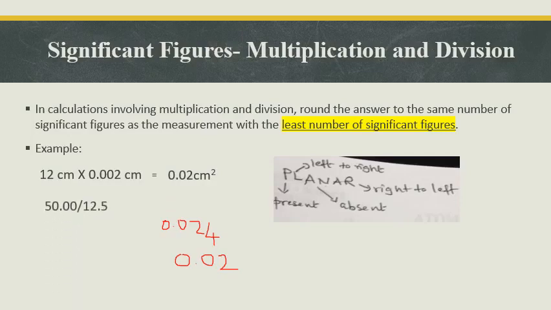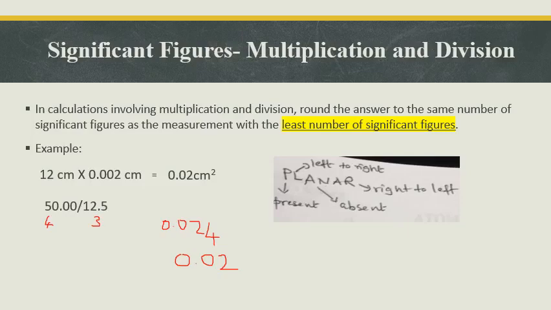Another example is 50.00 divided by 12.5. So this is division. Again, I have to go with the least number of significant digits. So here, how many significant digits? There is a decimal present, so I have to move from left to right with the first non-zero digit, so 5. So 1, 2, 3, 4 significant digits here. And how many are in 12.5? The decimal is present, so from left to right with the first non-zero digit, so 1, 2, 3 significant digits here. So the least is 12.5. So in my answer, I should have 3 significant digits.